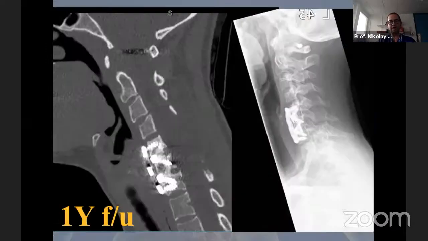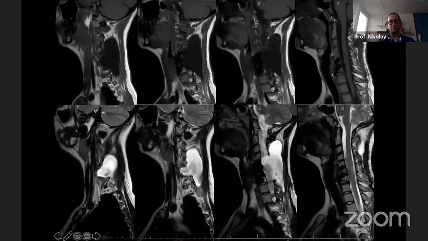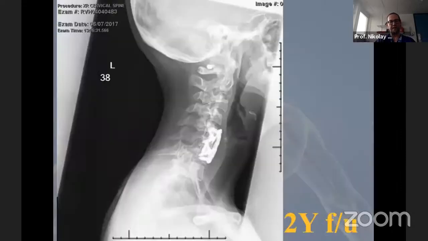This is the 1 year follow-up. You can see that fusion is happening here and the patient is doing well. This is the post-operative MRI scan that shows some pseudomeningocele, but it was a big cavity, and that's just filled with CSF. But this was asymptomatic, and I left it behind. 2-year follow-up. Still, the patient is doing well, and I have discharged this patient. I think she's now in Australia.